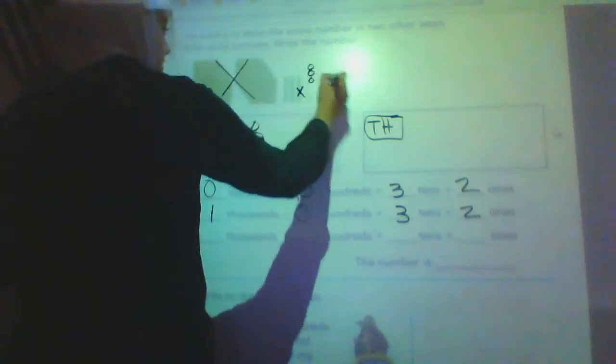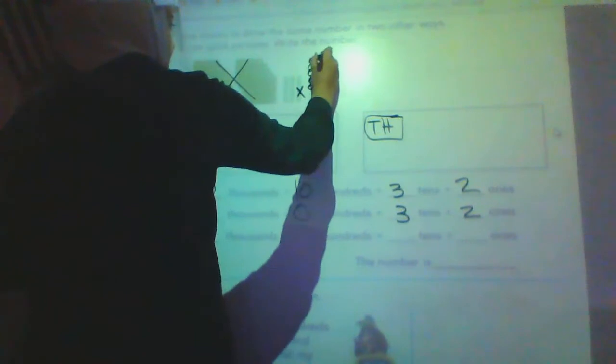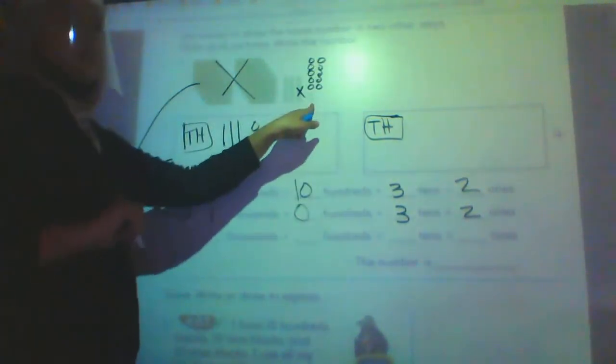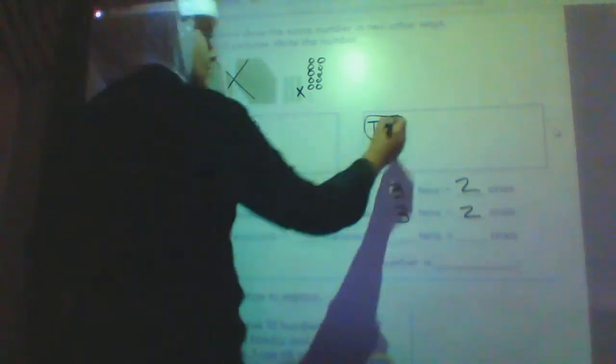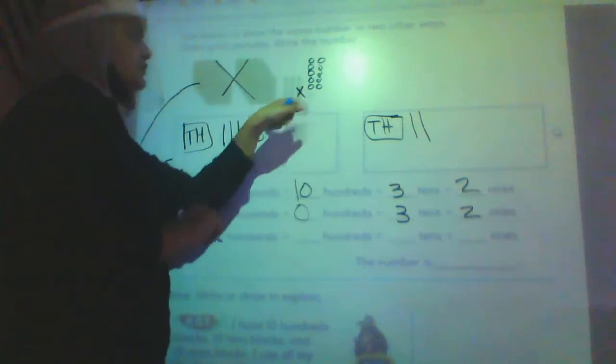1, 2, 3, 4, 5, 6, 7, 8, 9, 10, in addition to the other 10. So my new picture is going to have 1,000. It's going to have 2 tens. It's going to have 10 ones plus the 2 ones. So it's going to have 12 ones. 1, 2, 3, 4, 5, 6, 7, 8, 9, 10, 11, 12.